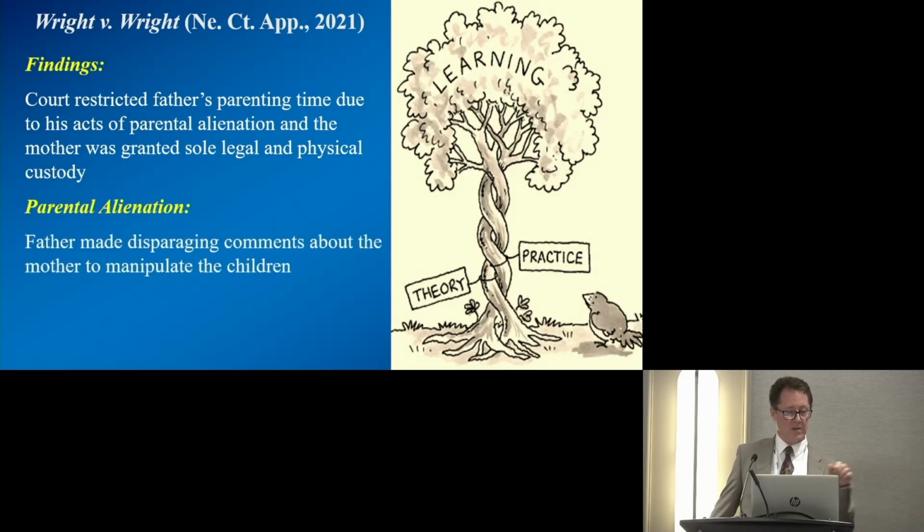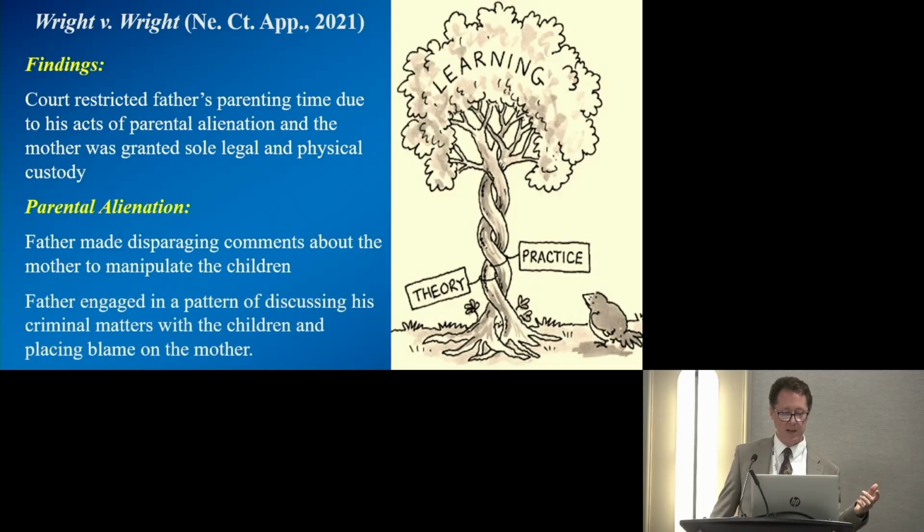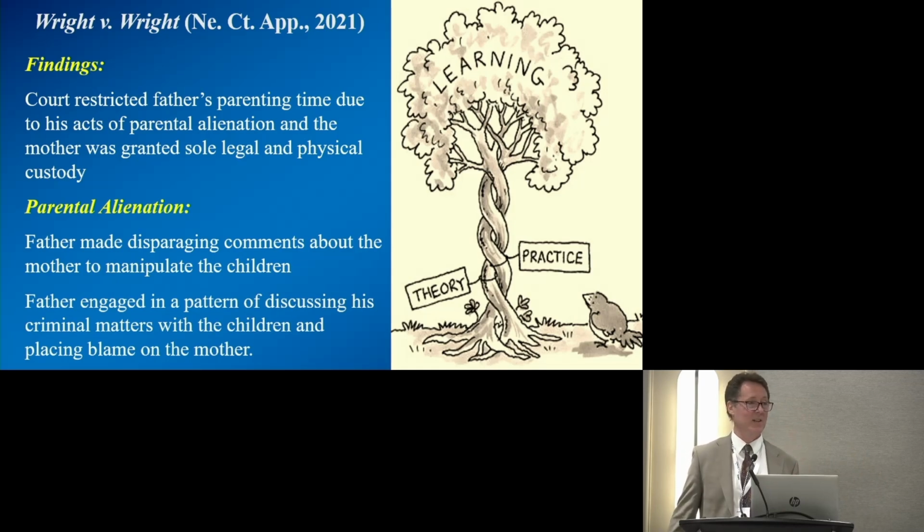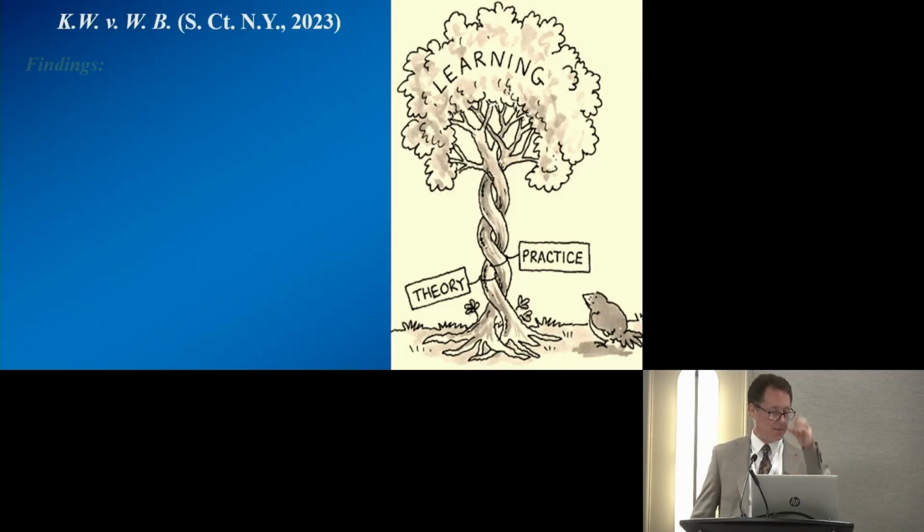So, father made disparaging comments about the mother to manipulate the children. Father engaged in a pattern of discussing his criminal matters with the children and placing blame on the mother. And the judge did the right thing. Child protective response to parental alienation as child abuse. Bingo. It's right there in the case law.